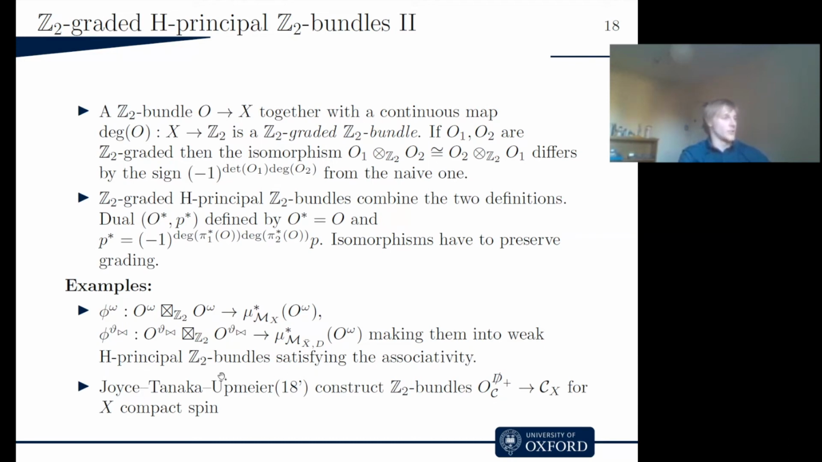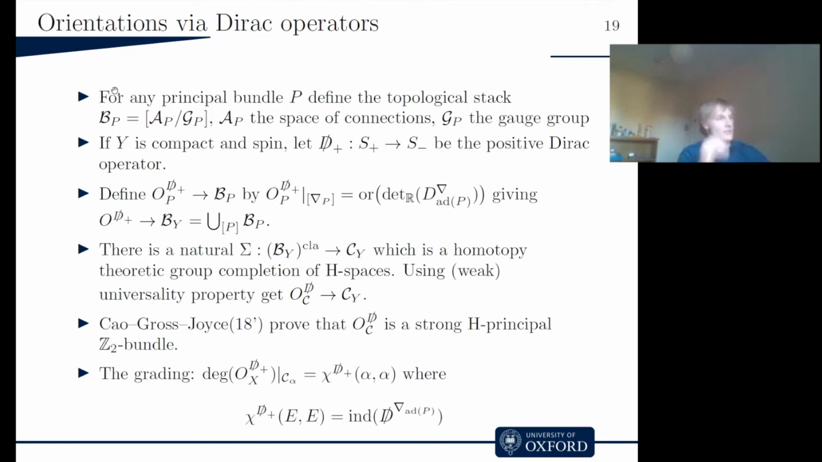Now, on the differential geometric side, Joyce, Tanaka, and Upmeier construct Z2 bundles over these K-theoretic spaces using differential operators. And for a compact spin manifold, they use the Dirac operator. So let me talk about these. These are another example of these Z2 graded H-principal Z2 bundles. And so for a principal bundle P, one associates to it a topological stack, which one should really think of as the equivalent of having an algebraic stack just in the world of topological spaces. And this is a quotient stack, BP, which is given by taking the space of all connections and acting on it with the gauge group.